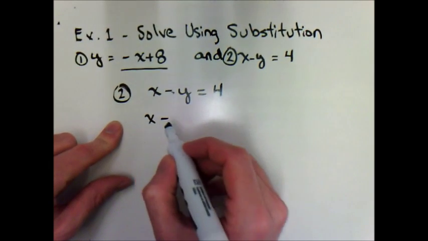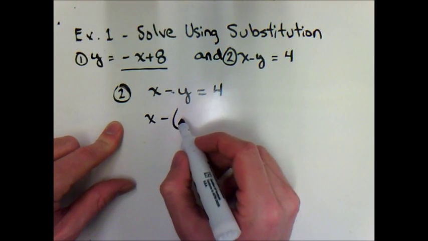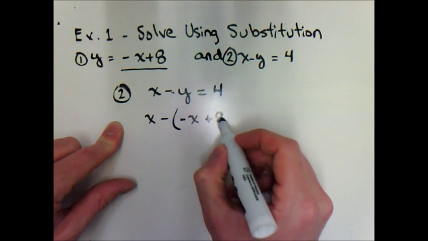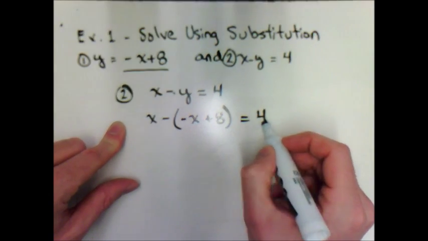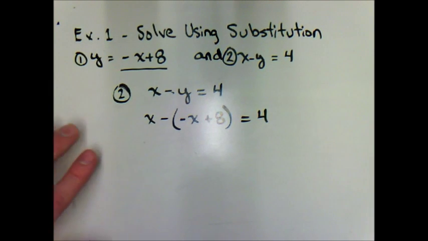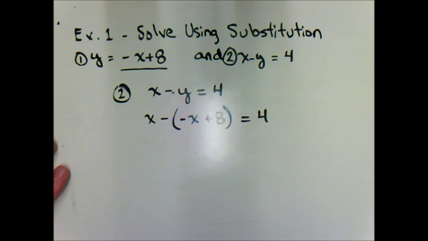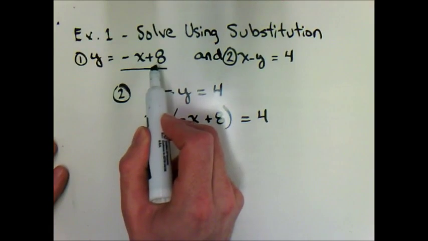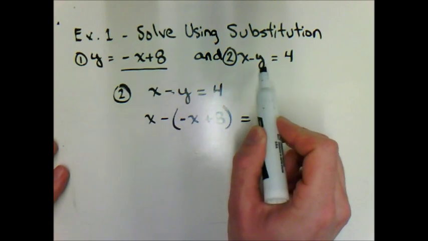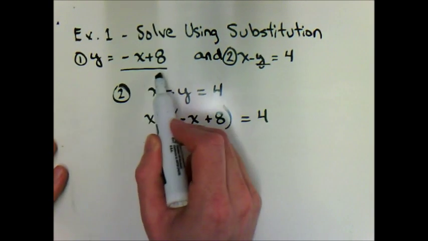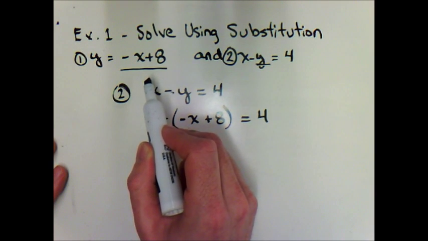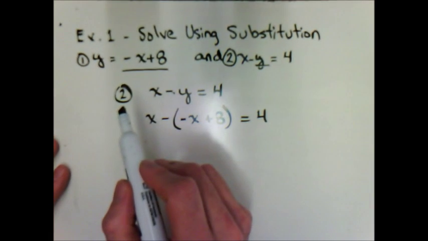We have x minus y, and we're going to put y in brackets now because y is negative x plus 8. It's still going to equal 4. Are we good there? All we did was we knew that y was equal to negative x plus 8. So wherever we saw y, we plugged in negative x plus 8 instead. Substitution. If they're equal, you can substitute them. No big deal.